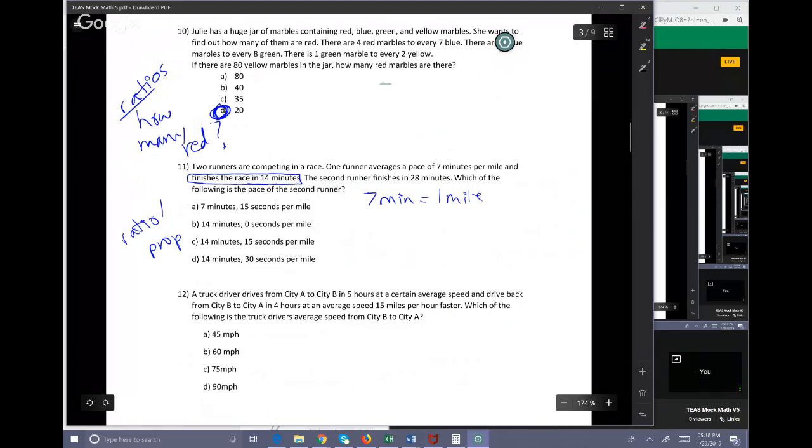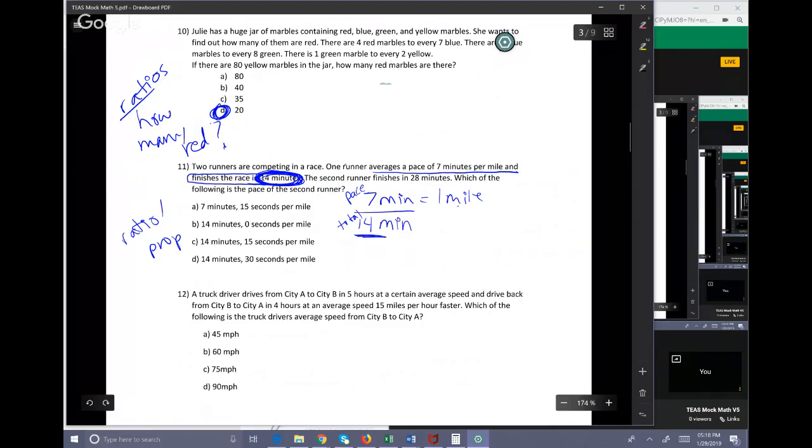So what we didn't know, 2 runners are competing in a race. One averages a pace of 7 minutes per mile. What we don't have yet is how many miles are actually in the race. What we do know is 7 minutes is 1 mile. Now we've got another quantity of minutes that we can use. They gave us the total number of minutes. So they gave us the minutes that were involved in pace and then the minutes involved in total, all for just the first runner. We're not worried about the second runner at all yet.